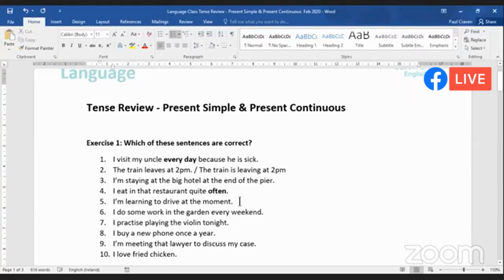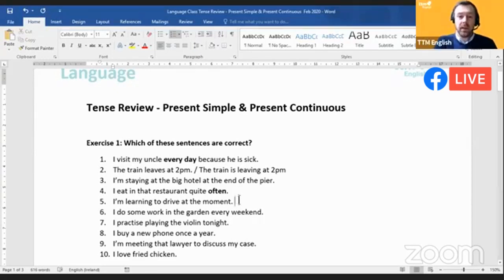Right, what about number 5? It's correct. Okay, that's good. This phrase is a good phrase, isn't it? At the moment. That's a nice one. So does that mean right now?